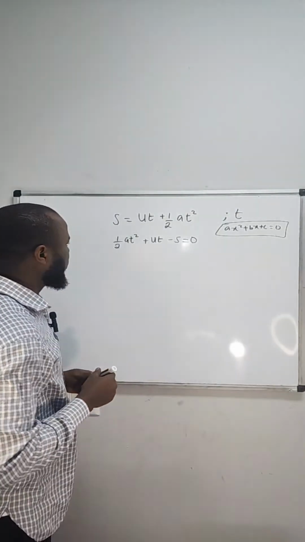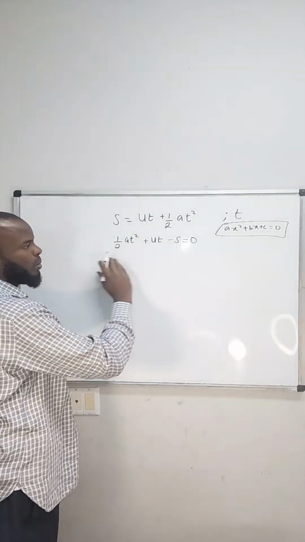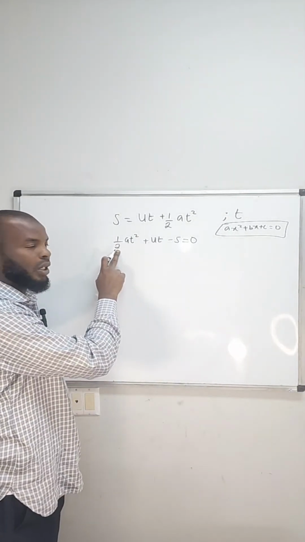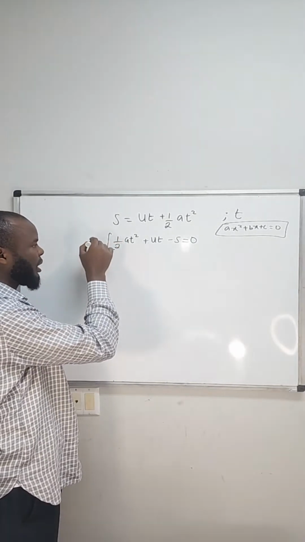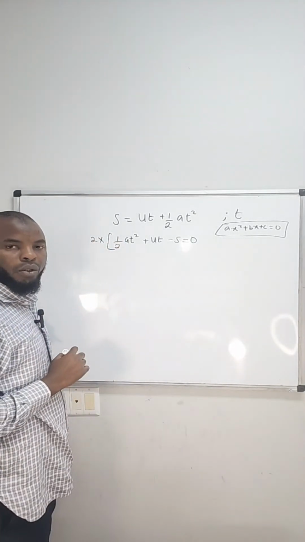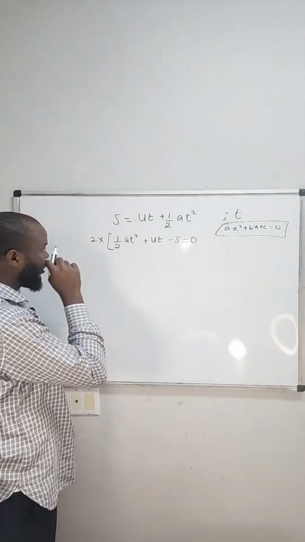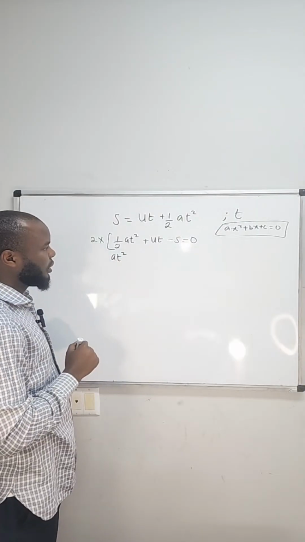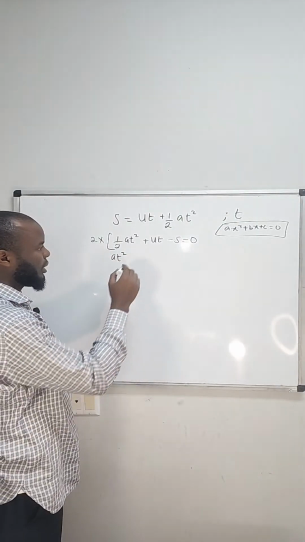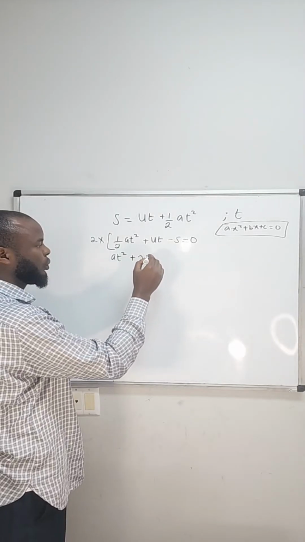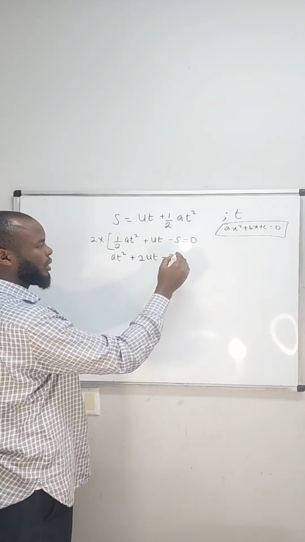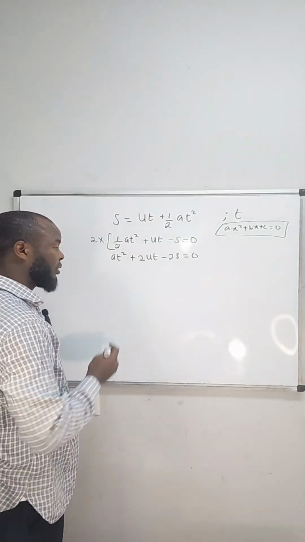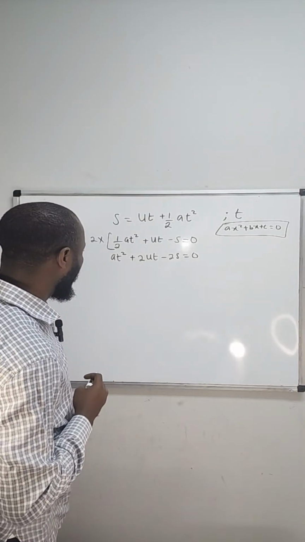But to make this make more sense, let's multiply through by 2 so that we can get rid of the fraction. By multiplying this by 2, here we have AT squared plus 2UT minus 2S equals 0. And see, it makes more sense like this.